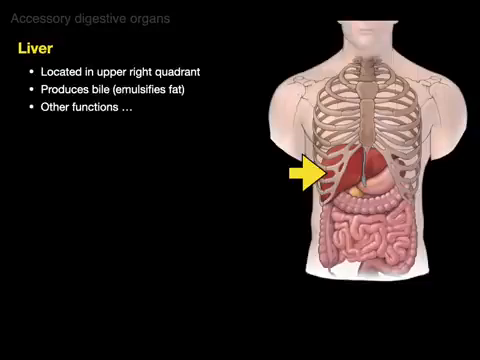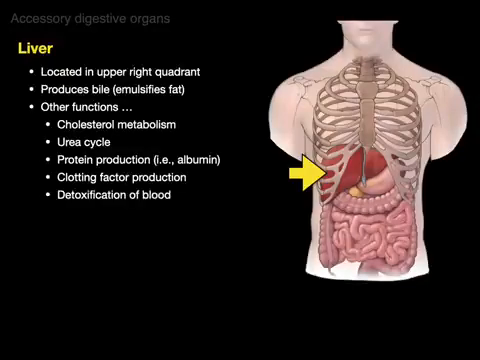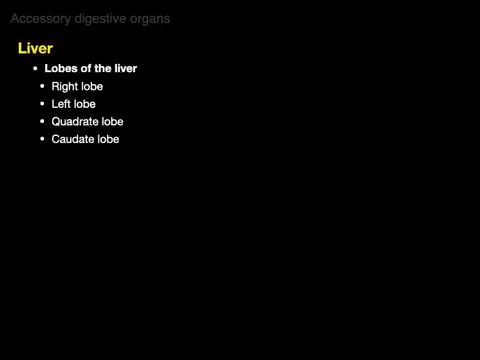But the liver has a ton of other functions, like it helps with cholesterol metabolism, it takes part in the urea cycle, produces proteins like albumin, it produces clotting factor, it helps to detoxify blood, and so forth. The liver has the following lobes: right, left lobe, quadrate, and caudate.